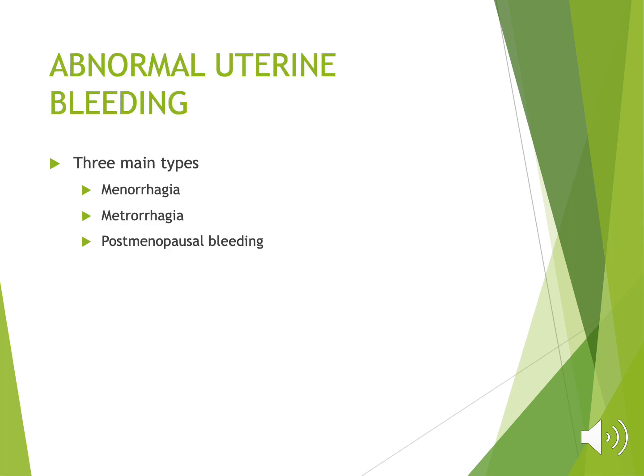Moving on to abnormal uterine bleeding. This is one of the most common presentations to the OBGYN clinic. Abnormal uterine bleeding has three major subtypes, or three major clinical presentations. Menorrhagia, meaning heavy menstrual bleeding. Metrorrhagia, meaning irregular menstrual bleeding. And postmenopausal bleeding is bleeding occurring after menopause, and this is basically the most serious one.